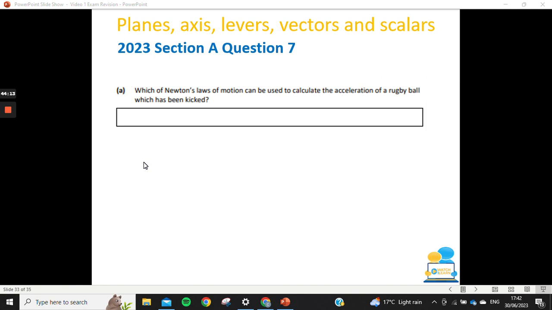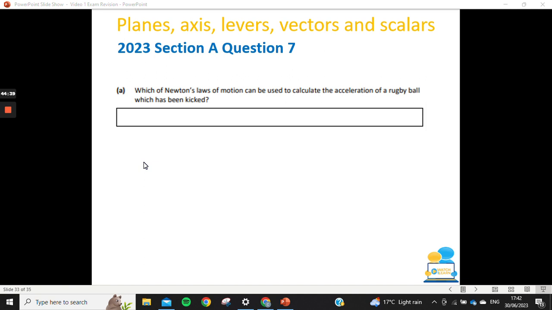So 2023 question 7 asked us which of Newton's laws can be used to calculate the acceleration of a rugby ball which has been kicked. So again, with Newton's laws, it'd be no harm to write these out on some spare worksheets in order to identify which one could be used to calculate the acceleration of a rugby ball.